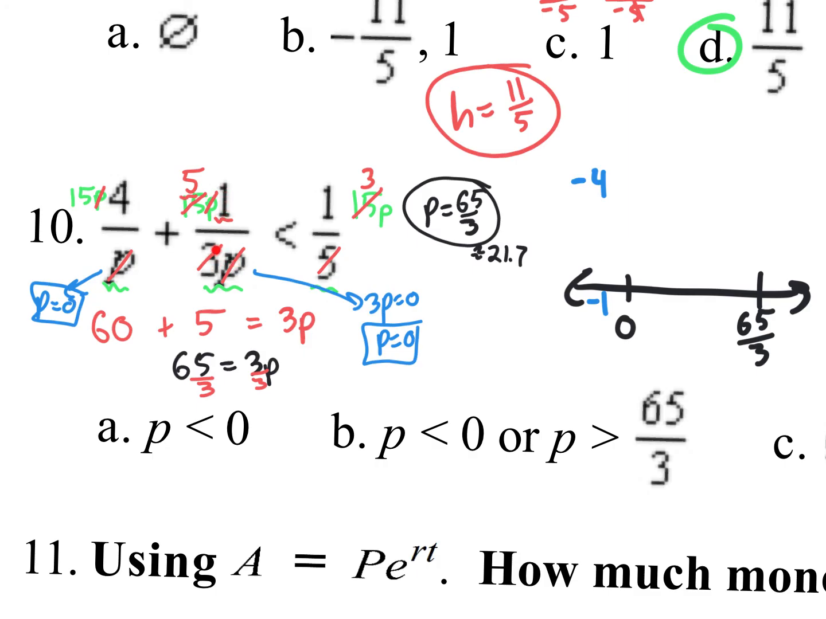1 over 3 times negative 1, that'll be a negative 1/3. So you really have negative 4 take away 1/3.